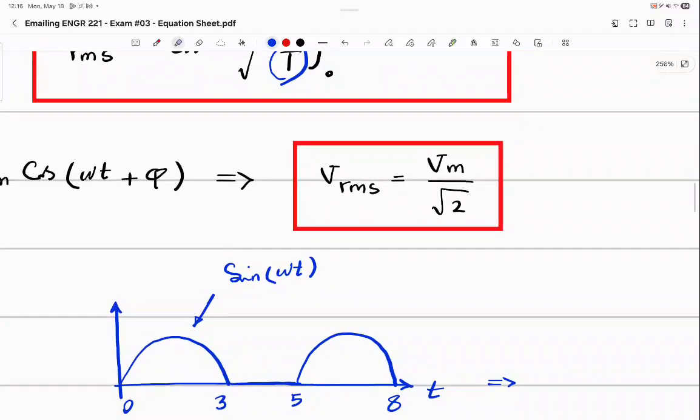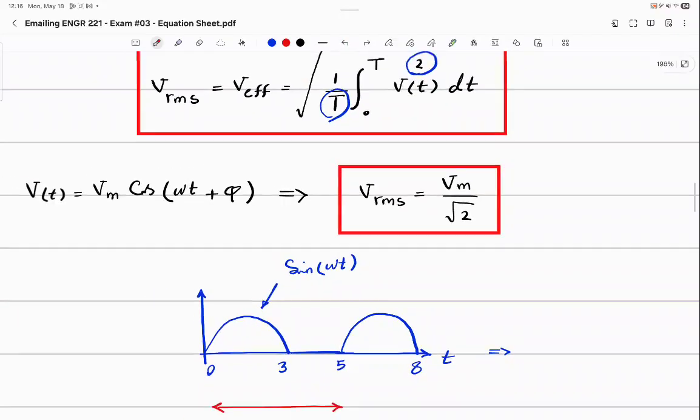Now, is this a sinusoidal function? No, it's not. Why? Because do you see some period of time, some interval, where it is completely zero? So it's not a sinusoidal function. This is sinusoidal, right? It's not. Okay, so how do you calculate its RMS value?